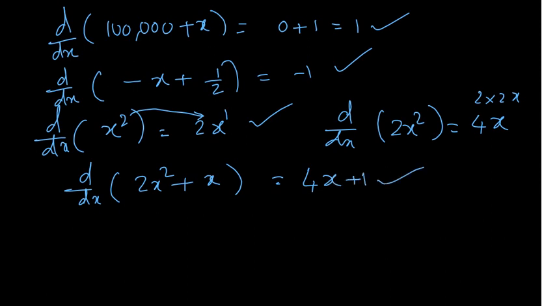Good, correct. 4x plus 1, correct. We can't add, it is not 5x. Okay. Next one, d by dx of 10x squared plus half x minus 1.